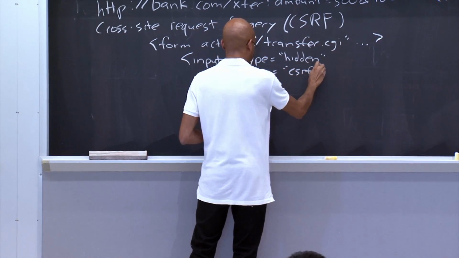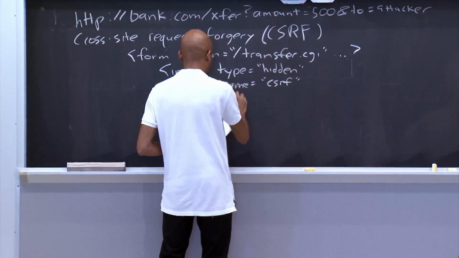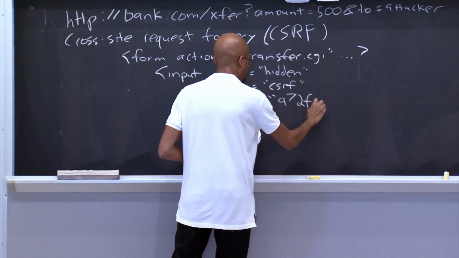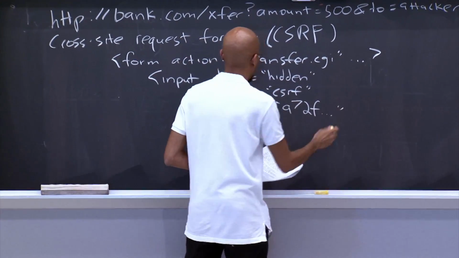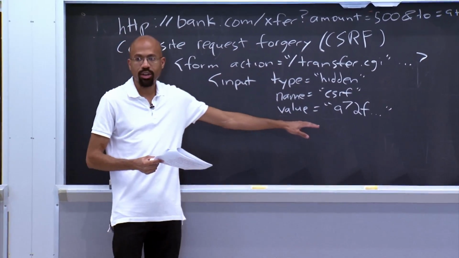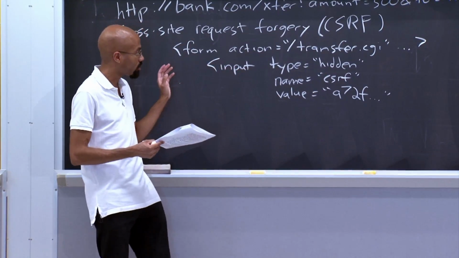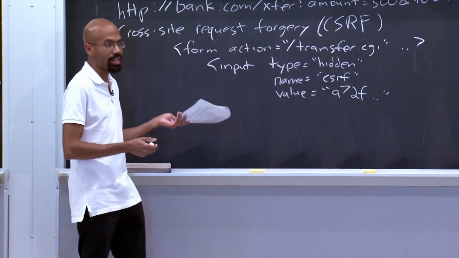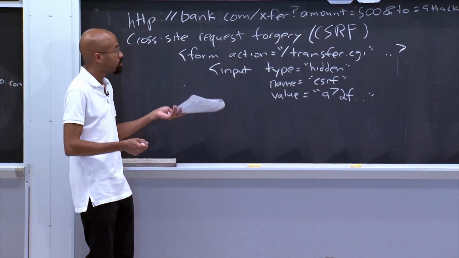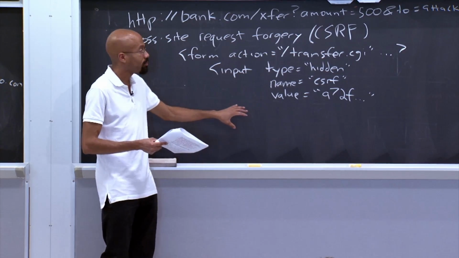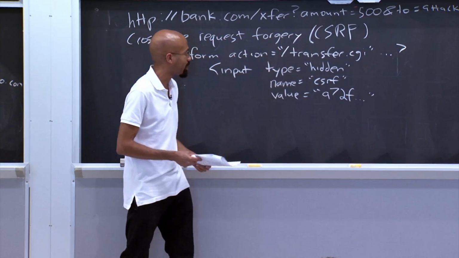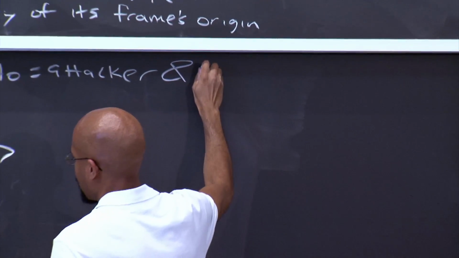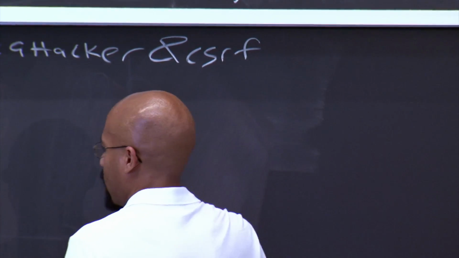CSRF. And then we'll give it some random value. A72F, whatever, right? And so remember, this is generated on the server side, right? So when the user goes to this page, on the server side, it somehow generates this random token here, right? And embeds that in the HTML that the user receives. So when the user submits this form, then this URL that we have up here will actually have this extra thing up here, which is this token here.